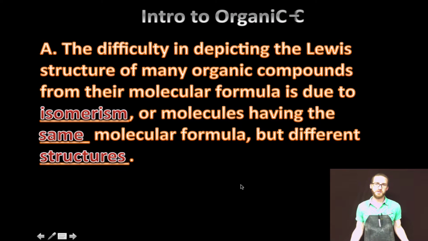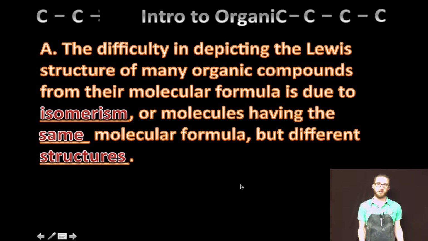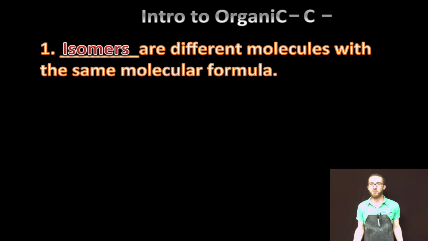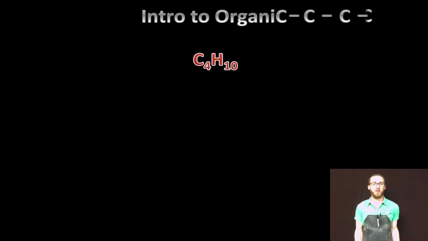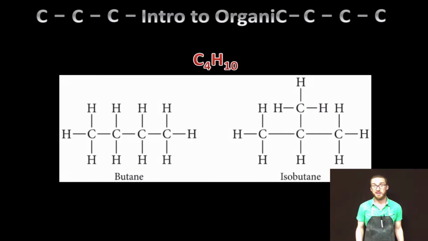Okay, so the difficulty in depicting the Lewis structure of many organic compounds from their molecular formula is due to isomerism, or molecules having the same molecular formula but different structures. And so in general, when we talk about isomers, we're talking about different molecules with the same molecular formula. As an example, let's take a look at the molecular formula C4H10, the hydrocarbon known as butane. And this idea of having the same formula but completely different molecules is the idea behind isomerism.